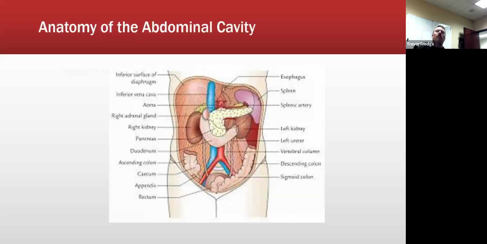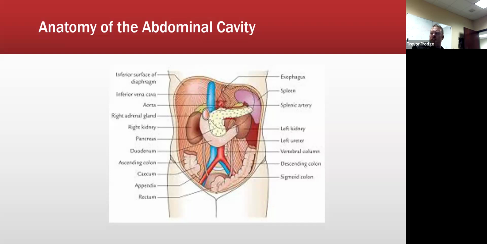So before we jump in any further, let's just go over a quick anatomy of the abdominal cavity because you have a lot of stuff going on in there. Number one, you have your aorta, right? Your descending aorta comes off your heart and travels right through the center of your abdominal cavity. And that bifurcates towards the bottom and goes down to your femoral arteries, or down to your legs. And then you've got your inferior vena cava coming up. So you've got two major vessels right there in the trunk of your abdominal cavity.